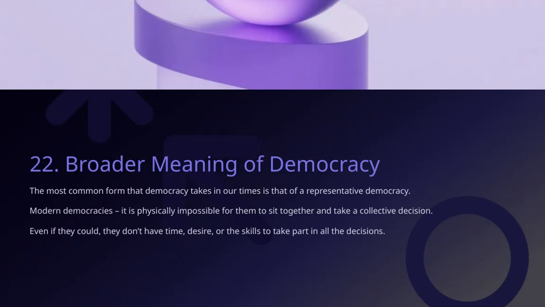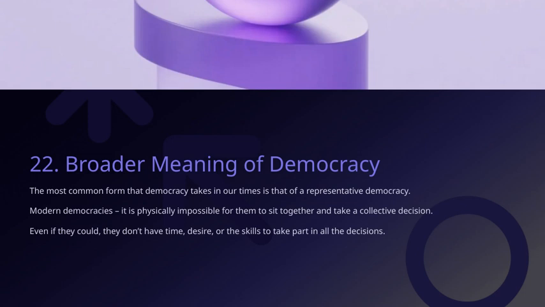Now, when we talk about the broader meaning of democracy, the most common form we see today is what we call a representative democracy. Modern democracies, as you might imagine, are simply too large and complex for everyone to sit together and make decisions collectively. It's just not physically possible. Even if it were, most people don't have the time, the desire, or the specialized skills needed to participate in every decision that affects their lives and their country.